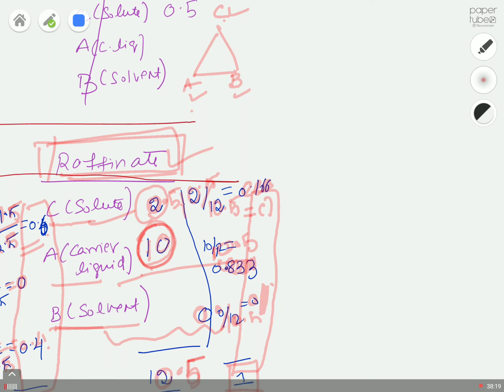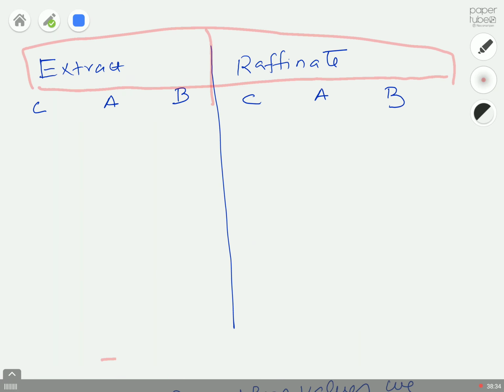That's what we are going to play with in the ternary diagram, and this diagram will help you understand what type of system you are dealing with, type 1, type 2, or some other complex system. If you do a lot of experiments, you can make a very good table. We write extract and raffinate. You all know what C is: C is your solute, A is your carrier liquid, and B is your extracting solvent.